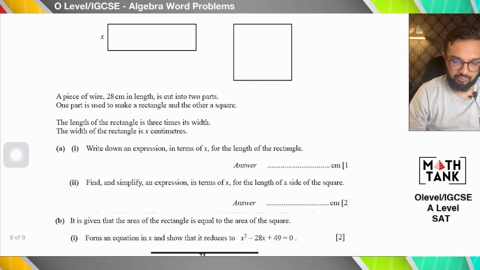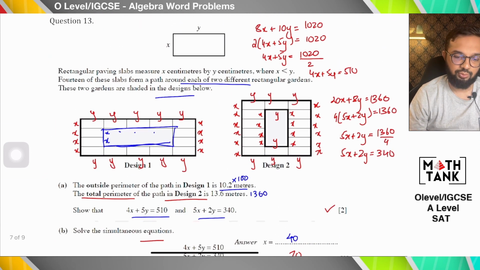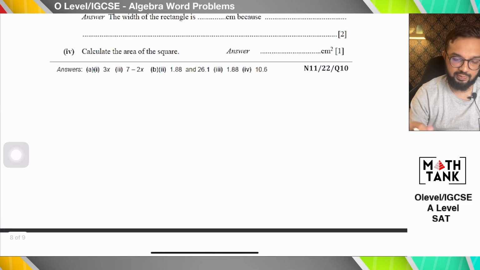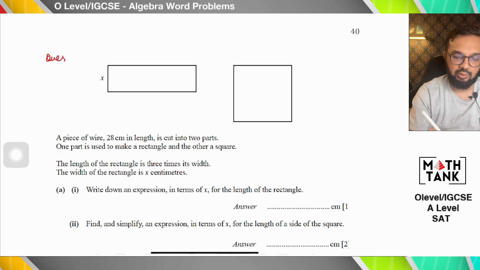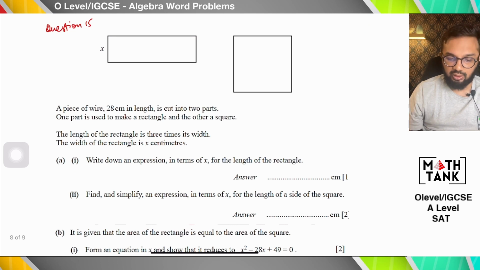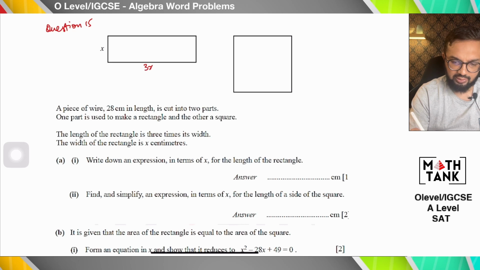Okay, moving on to the next question. This should be question number 14, but I think question number 14 is this. Let's call that question 15 then. Okay, doing 15 first and then 14. A piece of wire 28 centimeters in length is cut into two parts. One part is used to make a rectangle, and the other is a square. The length of the rectangle is 3 times its width, so 3x. The width of the rectangle is x centimeters. Write down an expression in x for the length of the rectangle, so I've written 3x.